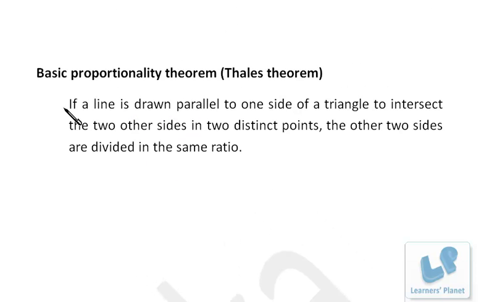Now we discuss the basic proportionality theorem, or we can say Thales theorem. If a line is drawn parallel to one side of a triangle to intersect the two other sides at distinct points, then the other two sides are divided in the same ratio. That is Thales theorem, or we can say basic proportionality theorem.